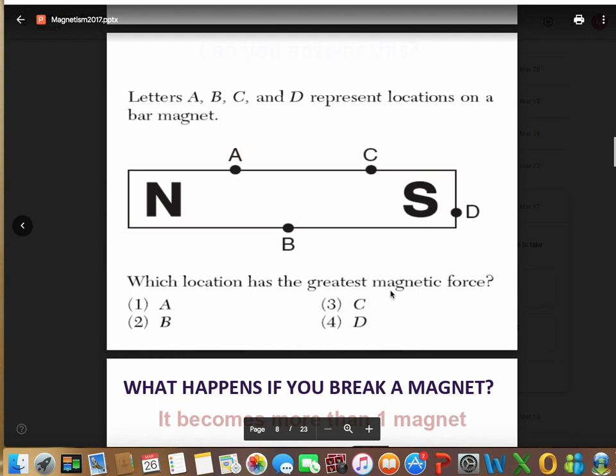Letter B is straight in the middle, so that's the same attractive force. A and C are equally distant from the north and the south, so those have the same magnetic force as well. But letter D is right at the south pole. So letter D has the greatest magnetic force because it's at the south pole. If we put something here, it would have the greatest magnetic force as well.